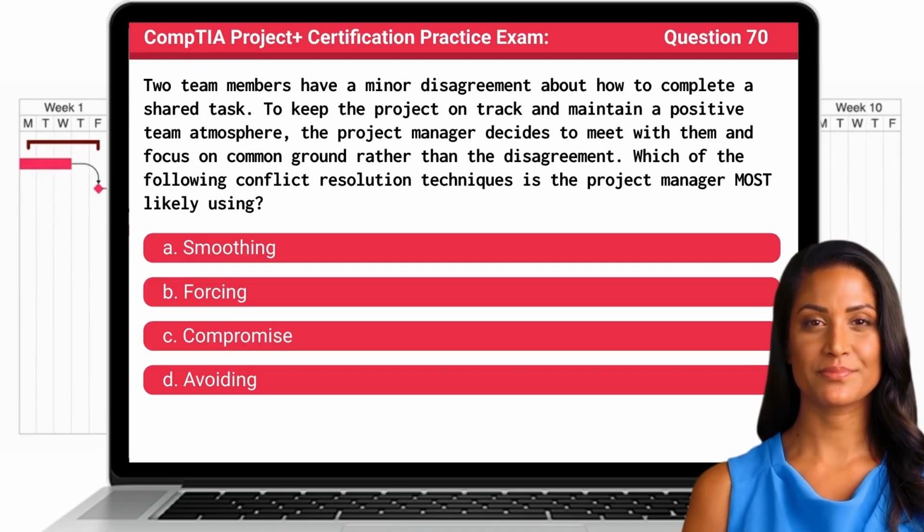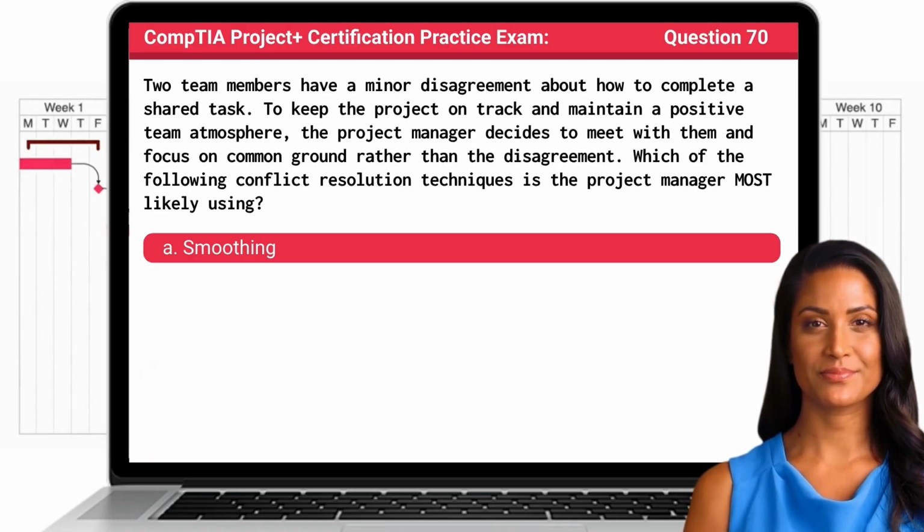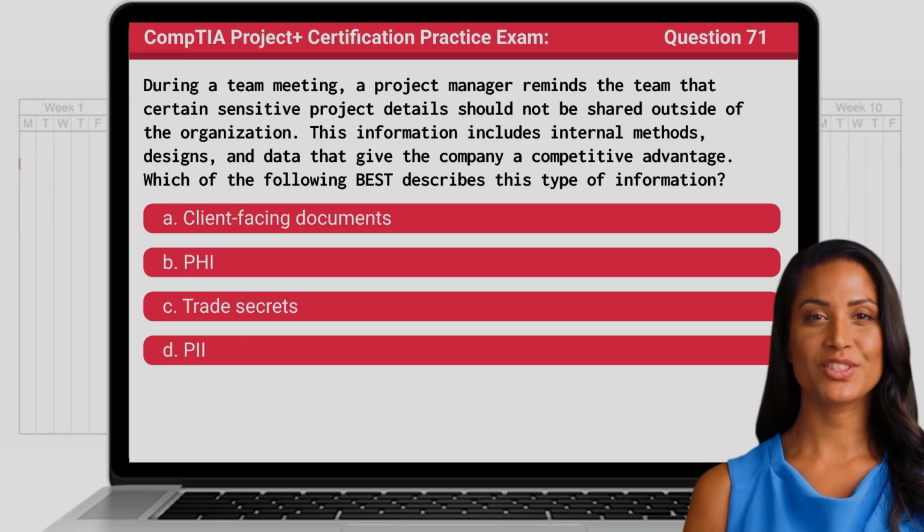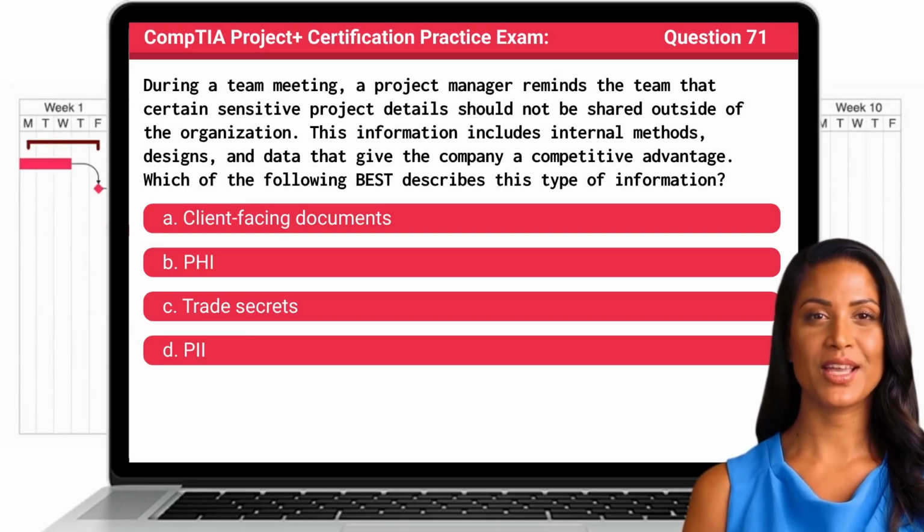The answer is A. Smoothing. Smoothing is a conflict resolution technique used to minimize differences and highlight points of agreement between team members. It is particularly effective for minor disagreements, where maintaining relationships and team harmony is more important than resolving every detail of the conflict. The project manager uses smoothing to reduce tension, downplay opposing views, and reinforce unity without confronting the disagreement directly.